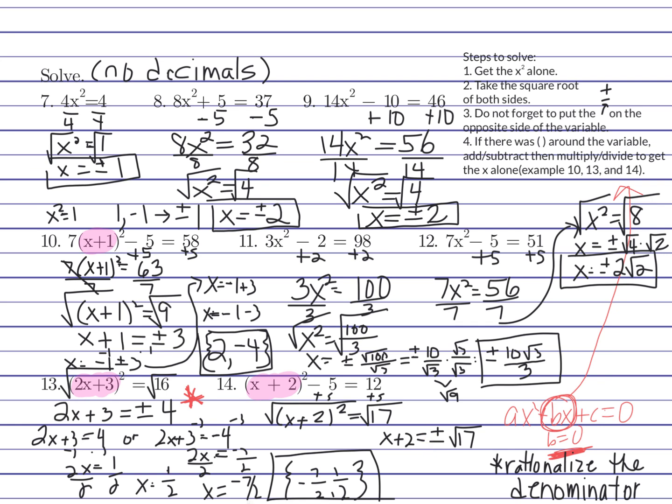So let me go ahead and do that. Minus 2, and I will draw a little arrow. Minus 2. So x will equal -2 plus or minus the square root of 17. And that's the answer to that question. Moving right along to the next slide.